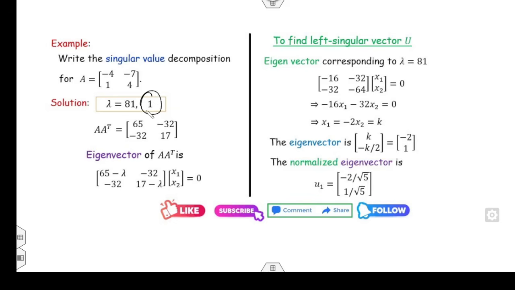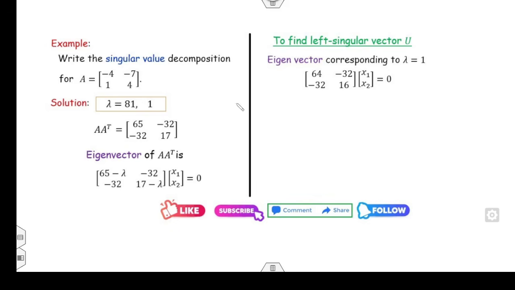Similarly, I can substitute lambda equal to 1 in equation number 1. You will get the equation 64 minus 32 and so on. Again, I can delete the last line. 64x1 minus 32x2 is equal to 0. That gives you 2x1 is equal to x2. I call this number k. Therefore, the eigenvector x1. So what is the value of x1 from here?